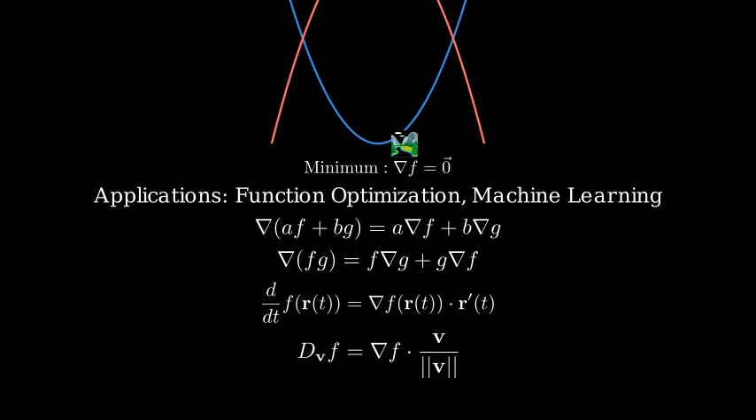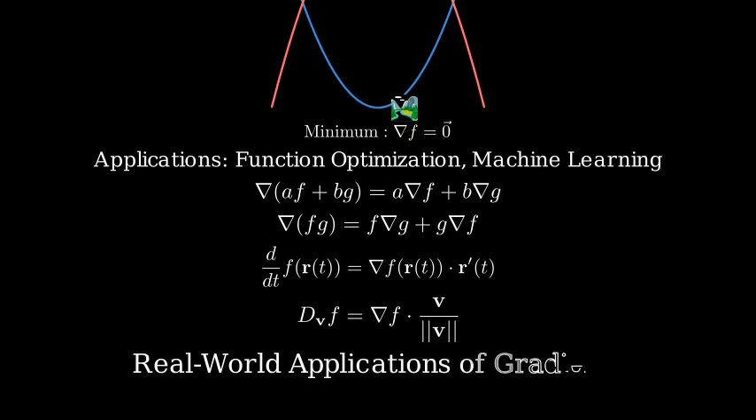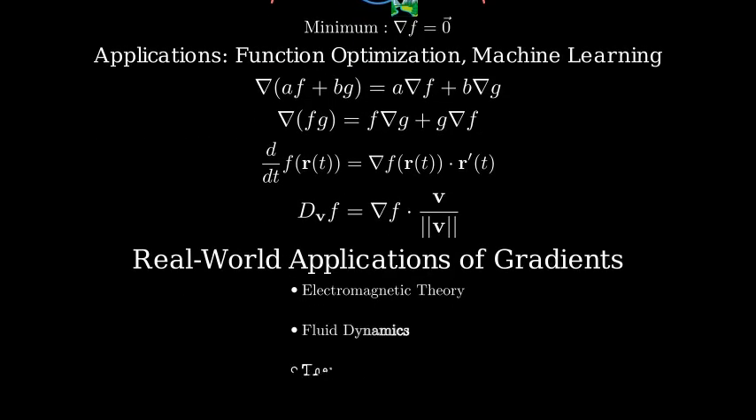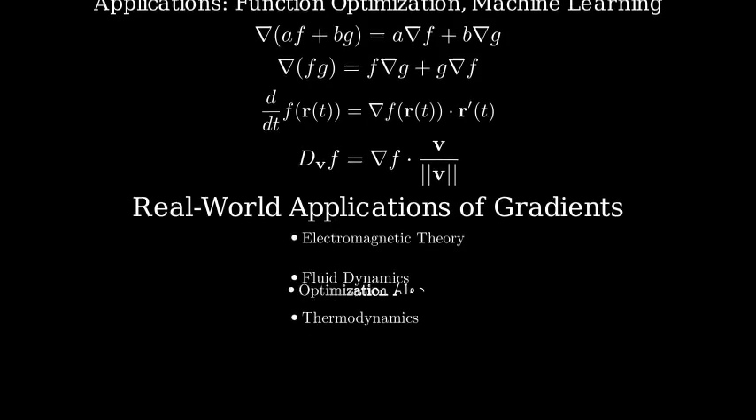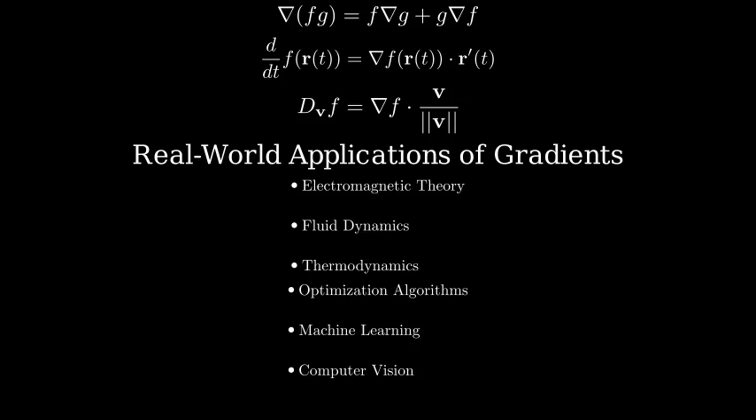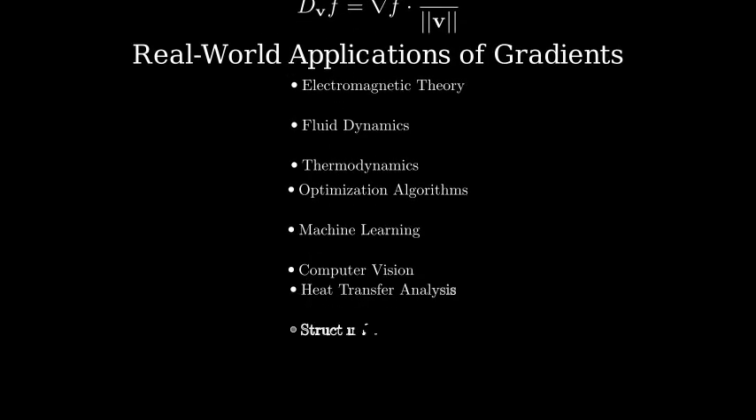The gradient has numerous applications in the real world. In physics, gradients appear in electromagnetic theory, fluid dynamics, and thermodynamics. In computer science, gradient-based optimization algorithms are fundamental to machine learning and deep learning. In engineering, gradients help analyze heat flow, stress distributions, and electric fields.